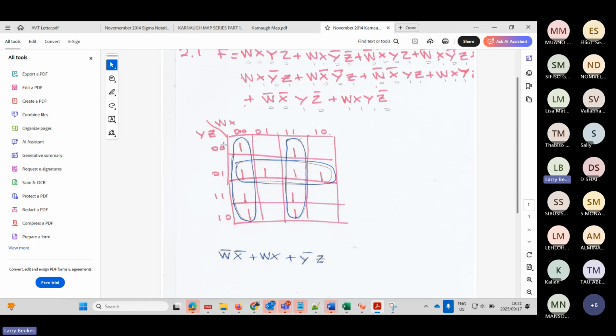Now we're going to Z. Z in the first row is 0. In the second row it's a 1. So it changes states. We throw it away. That's why we have not W and not X.